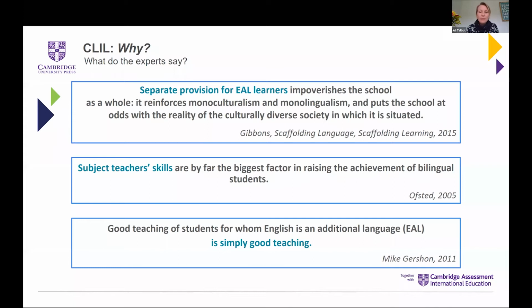And the last one is by Mike Gershon, who you might know from the EAL toolkit. And he says, good teaching of students for whom English is an additional language is simply good teaching.